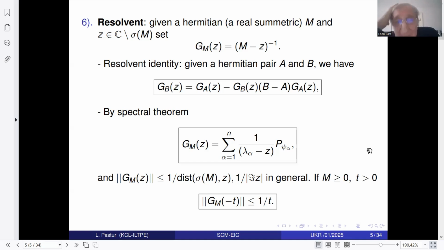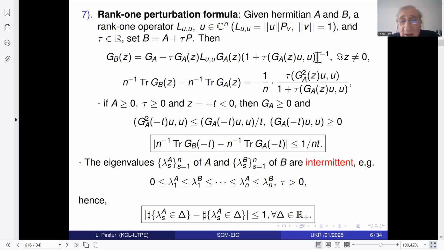Well, so we have this situation, and now I come to a quite important formula, which will be quite instrumental in my talk. If you have two matrices, any matrices, and you add to the matrix A just an orthogonal projection times a real number tau, then you can write an explicit formula. I stress, an explicit formula for the resolvent.